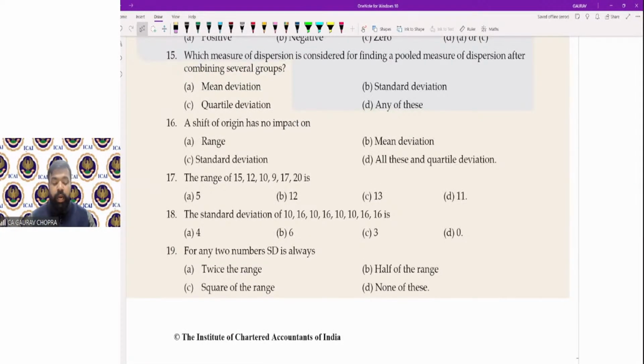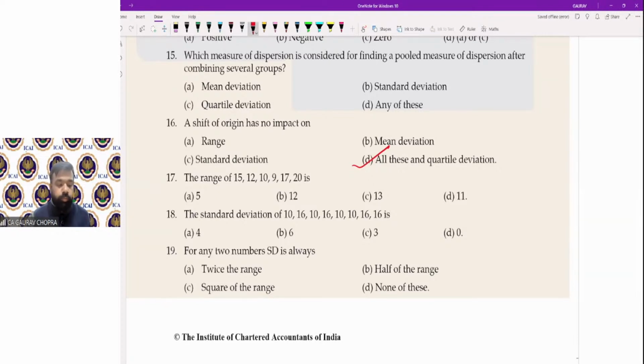Now यहाँ पे कुछ मिक्स क्वेश्चन है, तो जो स्टैंडर्ड डिवीजन के होंगे प्रॉपरली वी विल स्किप ऑल दो. 16, a shift of origin has no impact on. तो चेंज ऑफ ओरिजिन का किस पे इम्पैक्ट नहीं होता है? रेंज पे नहीं होता, मीन डेविएशन पे नहीं, किसी भी मेजर ऑफ डिस्पर्शन पे नहीं होता है. तो ऑप्शन डी, ऑल ऑफ दीज.